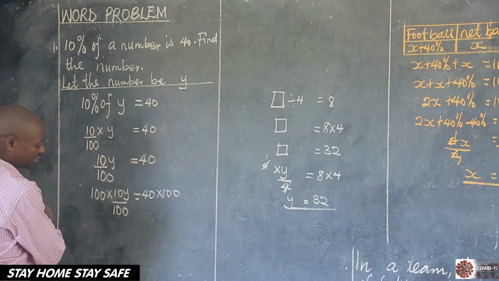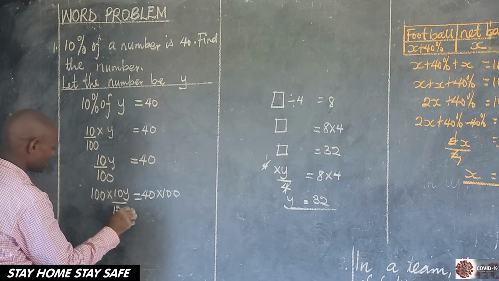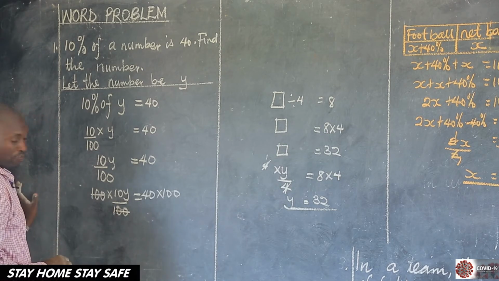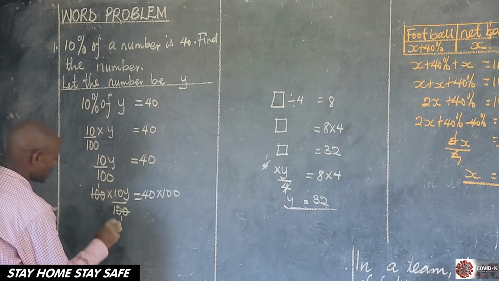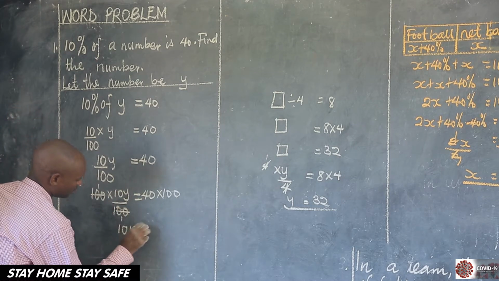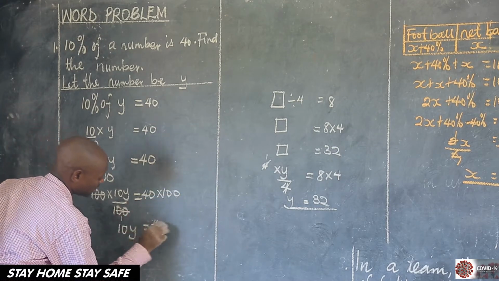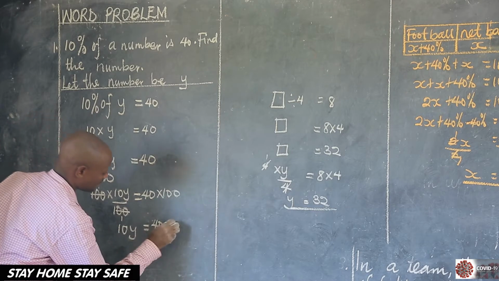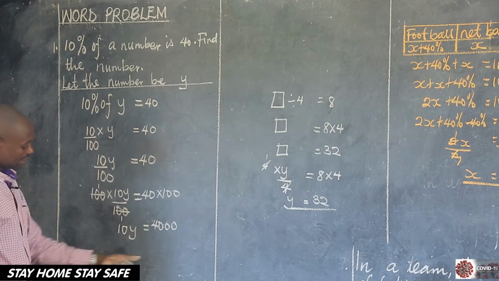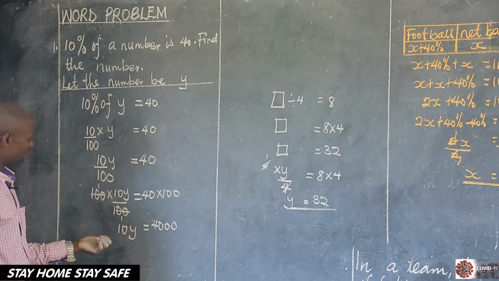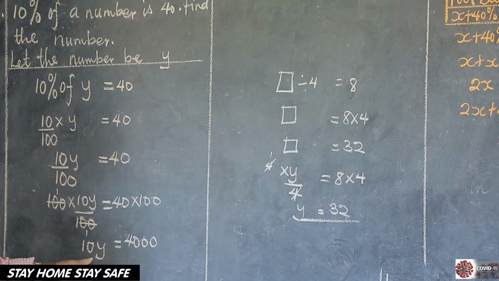Then we cancel this side of the equal sign. This 100 will go with that, so we shall have 1, then 1 here. 1 times 10, we get 10y, which is equal to 40 times 100, which is 4,000. So if I have 10y is equal to 4,000 and we want to get the value of y, what do you do? You divide each side by 10.